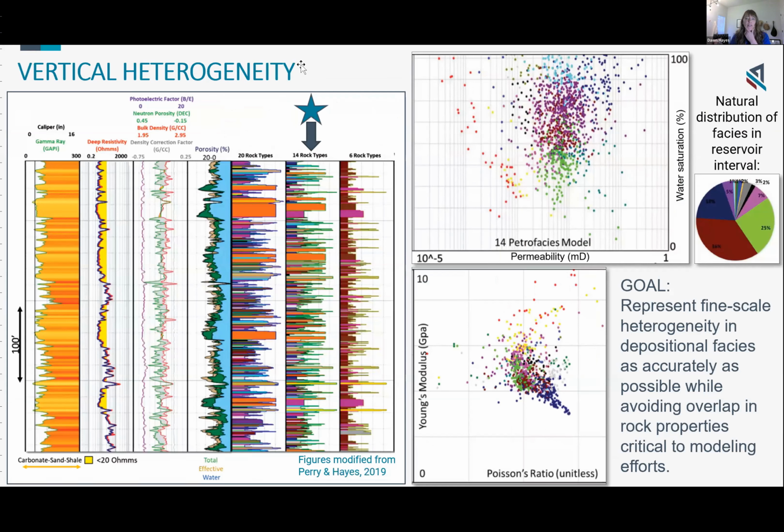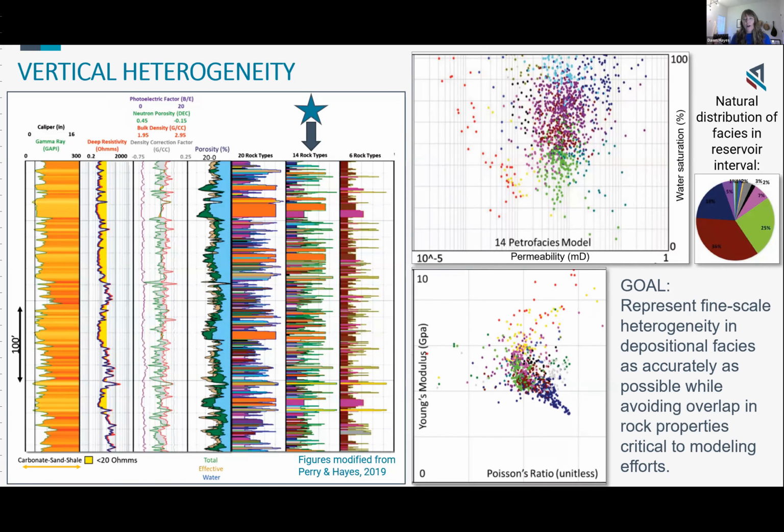This is one example of that from a Wolfcamp play. In this example, the question was, how do we represent that vertical heterogeneity and then trace it laterally? So a really simple approach here would be to use wireline logs and create a petrofacies model based on that, and then test that by actually going to the cores and describing the depositional facies you see in the cores, and figure out which of your models matches your, I guess, geologic reality the best.